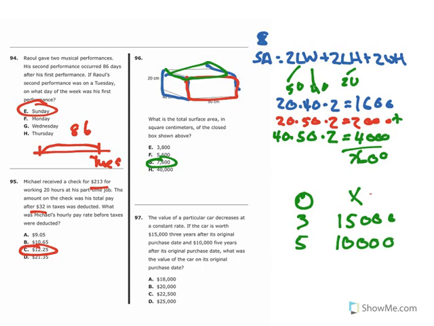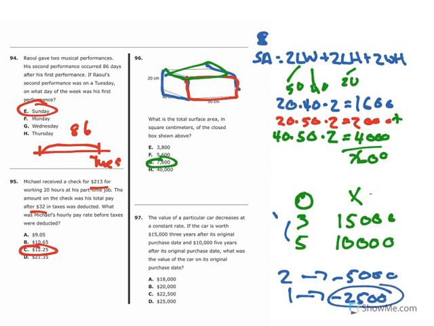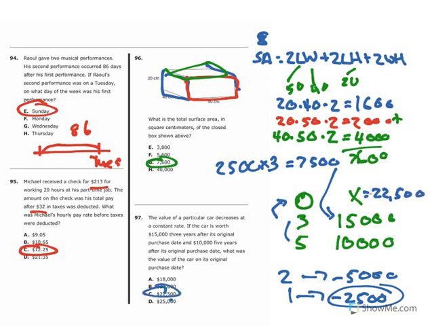So what's happening, right? Every 2 years, it's losing $5,000. That means every 1 year, it's losing $2,500. So what happened 3 years prior to this? Well, it must have been worth $2,500 more times 3. So it must have lost $7,500 to get to $15,000. So I'm going to add that here, and it's going to give me $22,500, which is going to be choice C.